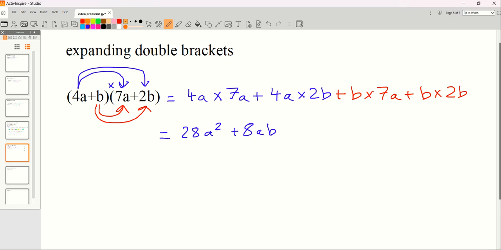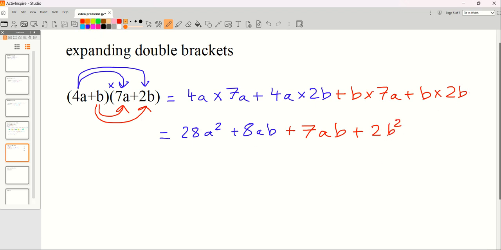Now for our next part, it's going to be b times 7a. This is going to be 7ab. Similar situation to the previous one. It is two letters multiplying, so we just glue them to each other. And then for the last one, it is b times 2b. This is just going to be 2, and it's b times b, so it will be b squared.